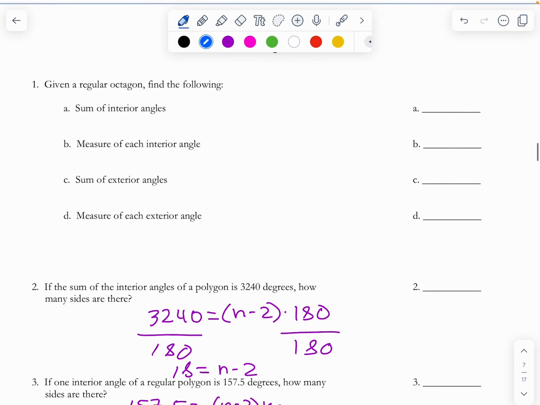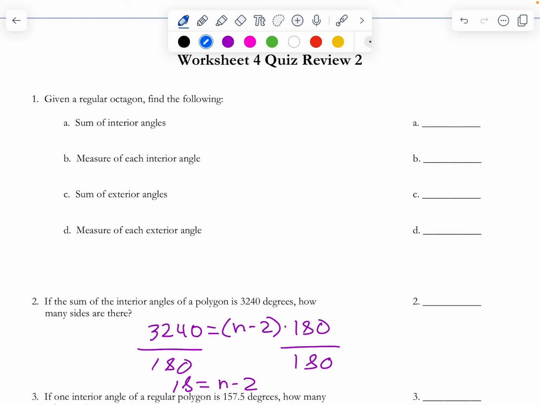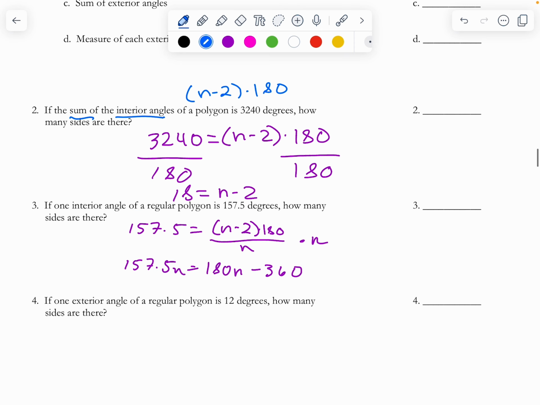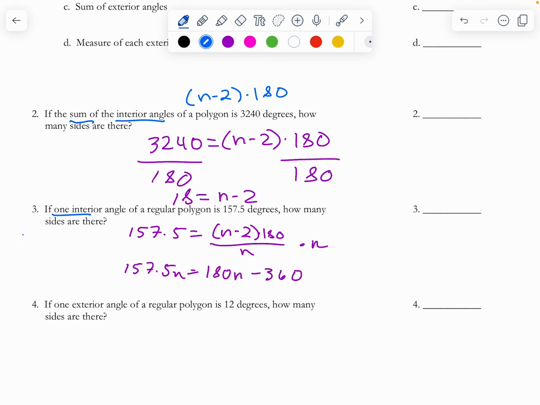Now, with that, remember, so here we go. Let's go ahead and I'm just going to remind you. So for worksheet 4 here, the formula that you want to use is the sum of the interiors. So for this one, you want to use n minus 2 times 180, and go ahead and try that out. For this one, you have one interior angle. So therefore, this formula here for number 3 is going to be the same as above, but just now divided by the number of angles that we have being n. And you'll find your one.